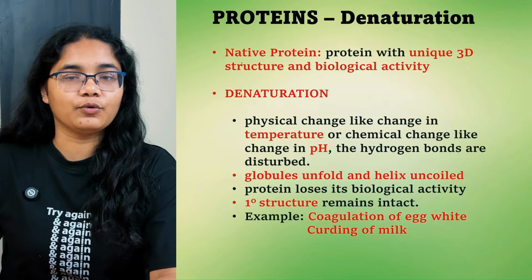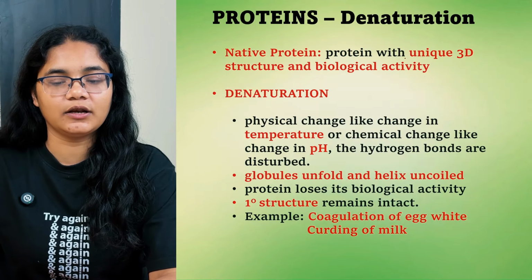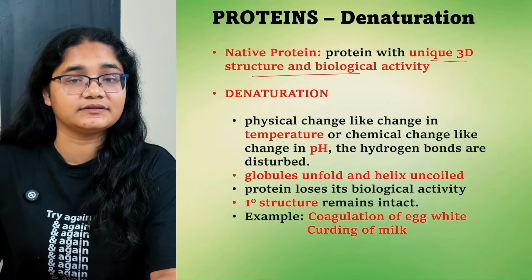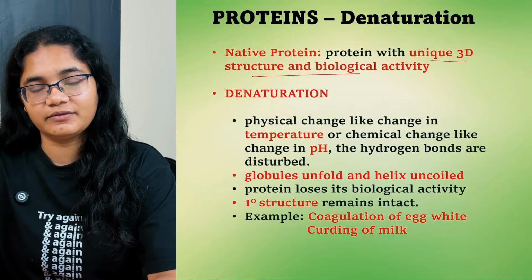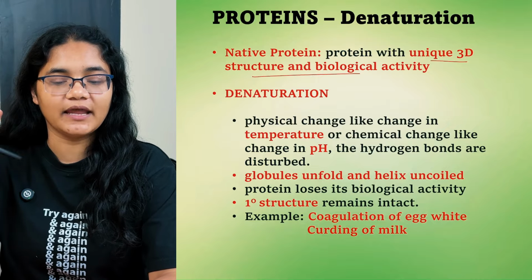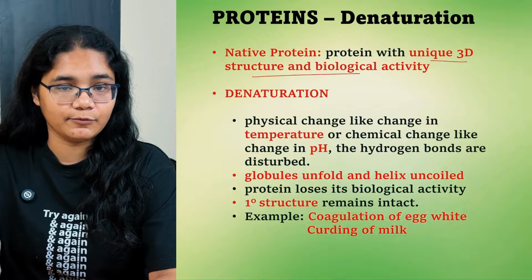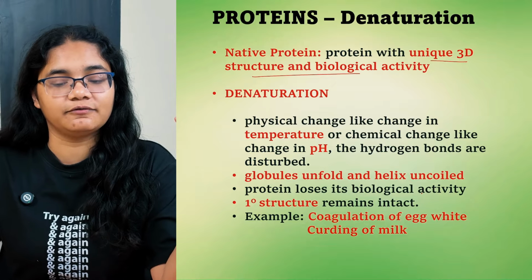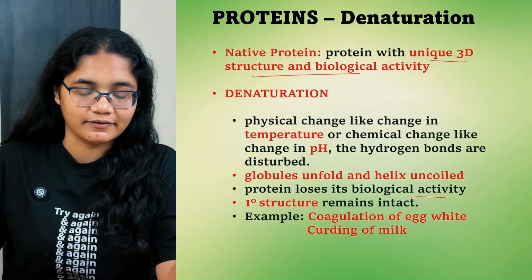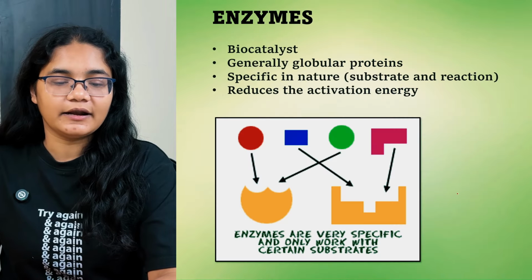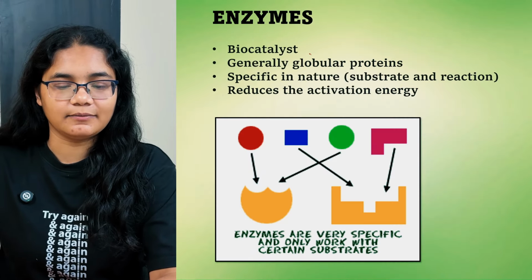Now we'll talk about protein denaturation. A native protein has a unique 3D structure and biological activity. But when you disturb conditions like temperature or pH, the protein starts to uncoil. Okay, and that uncoiling of protein is called denaturation, where they lose their biological activity. Examples are coagulation of egg white and curdling of milk. Next, we'll talk about enzymes. So enzymes are nothing but biocatalysts.